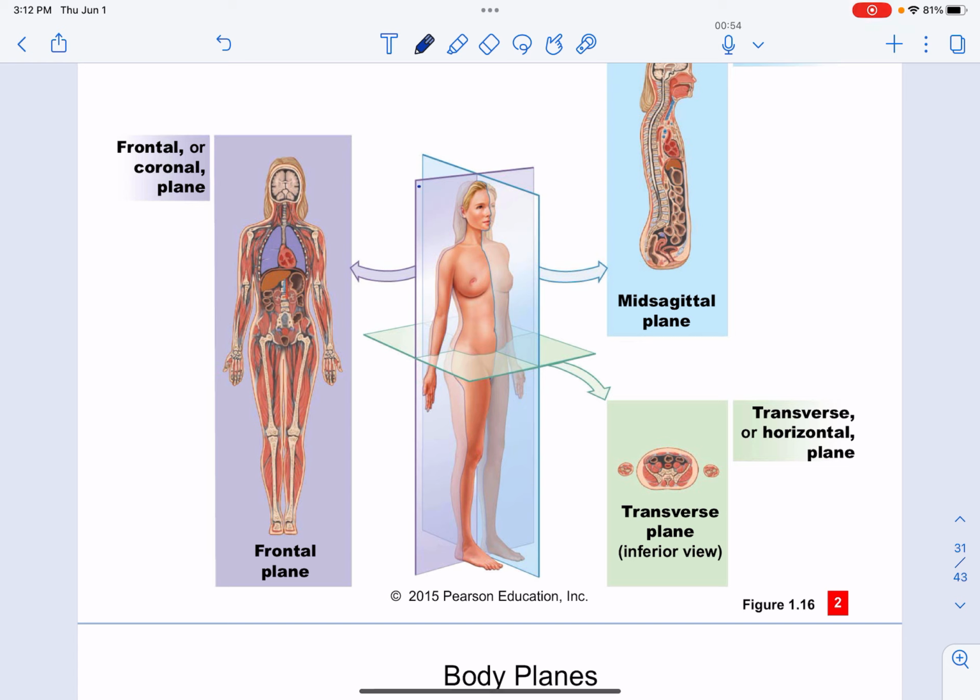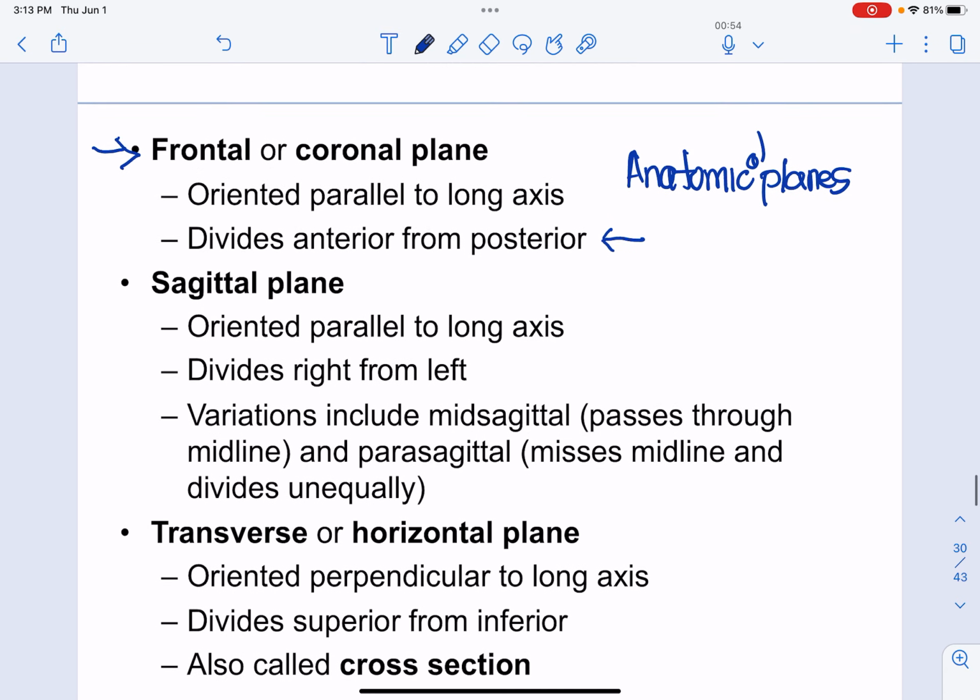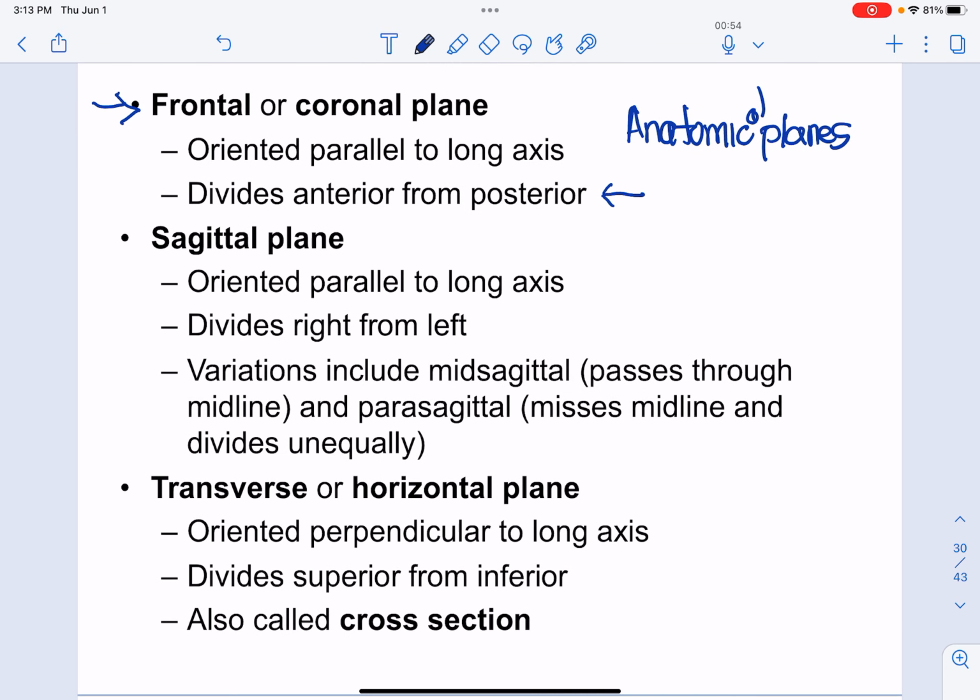All right, this section right here is the frontal or coronal. If you want to think of it as coronal, you can think of it as wearing a crown, and that would separate the front from the back. That would separate anterior versus posterior, okay? So it's oriented parallel to the long axis, and it divides anterior from posterior, all right?